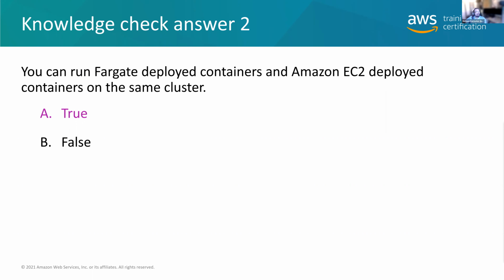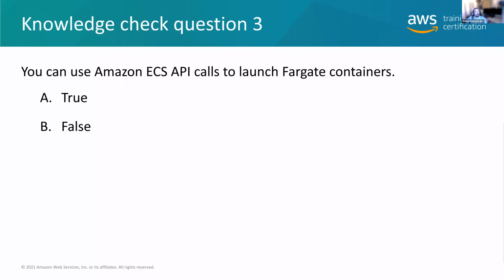Okay. You can use Amazon ECS API calls to launch Fargate containers. Now with Kubernetes, you have to use YAML files. So you have to use kubectl and manage it. But oddly enough, with ECS, just like DynamoDB, it's integrated really tightly with AWS, so the answer to this is yes. You can actually just use the API calls. With Kubernetes, you have to use the Kubernetes API calls, not the AWS API calls.